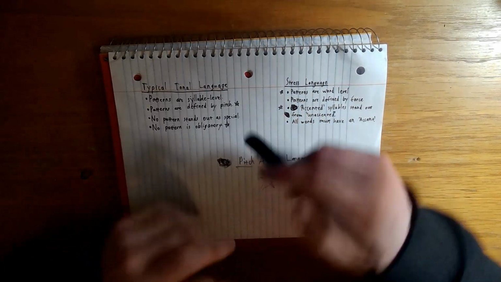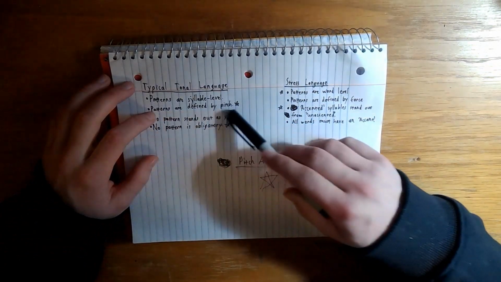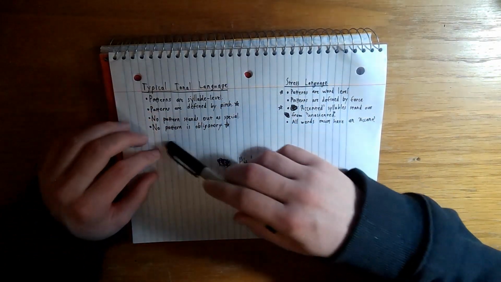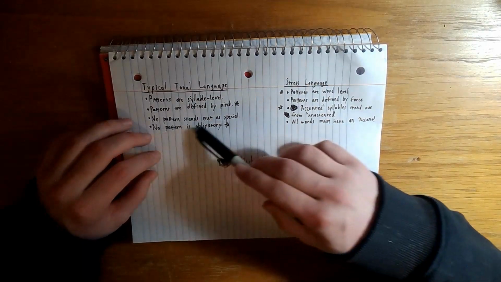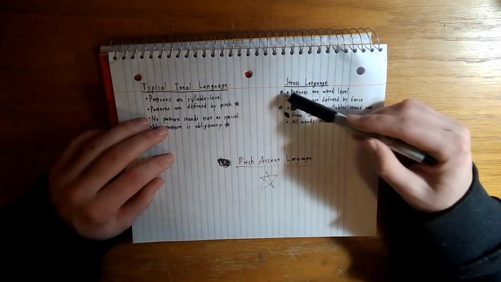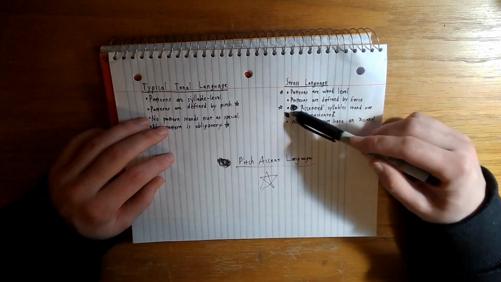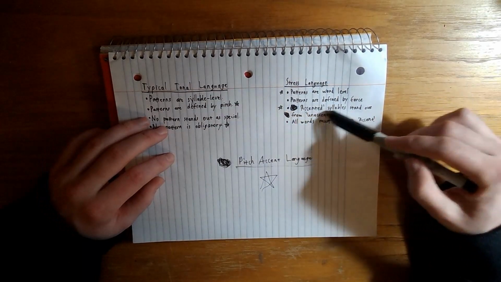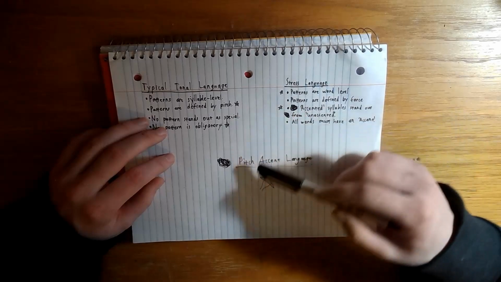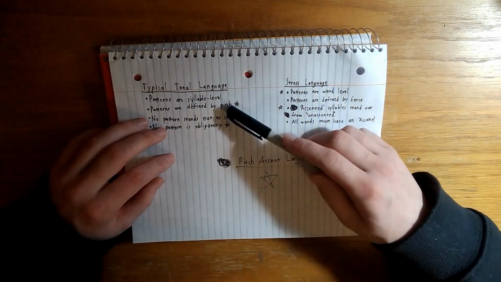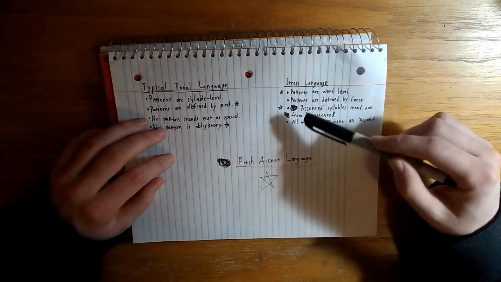So what you can see here is a language where you have pitch and the patterns are optional, but they're also word level, and there's also a more prominent pattern which creates an accent system. So pitch accent is a tone system which is acting more like a stress system.